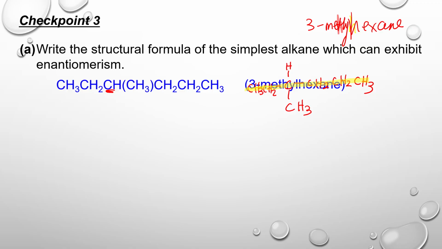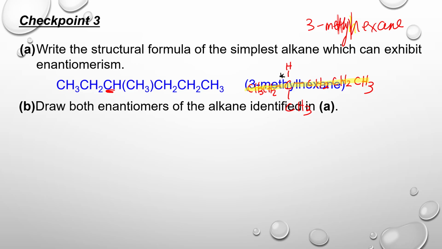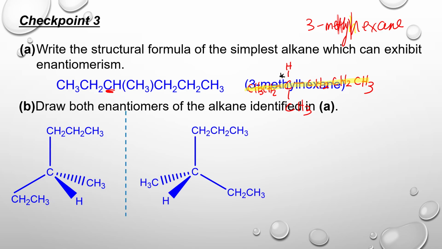Next, you are asked to draw both enantiomers. Based on this structure, you know that you actually have a chiral carbon here. So you are supposed to draw it out. When you draw your enantiomers, you will need to draw it in a 3D manner. That means you will need to show your dash and your wedge, the bold line and the dash line. Then the mirror image of it is what you see.